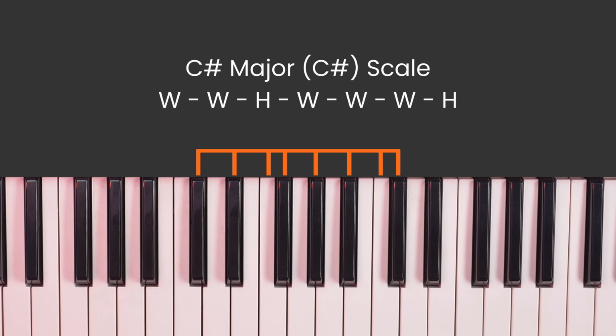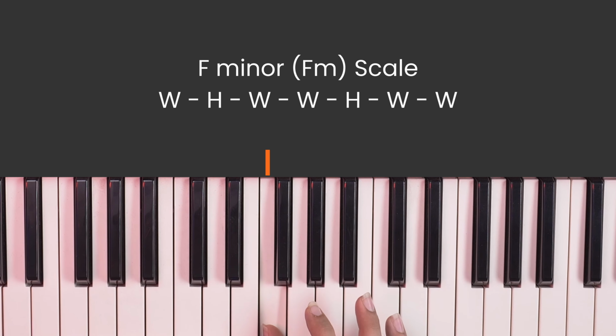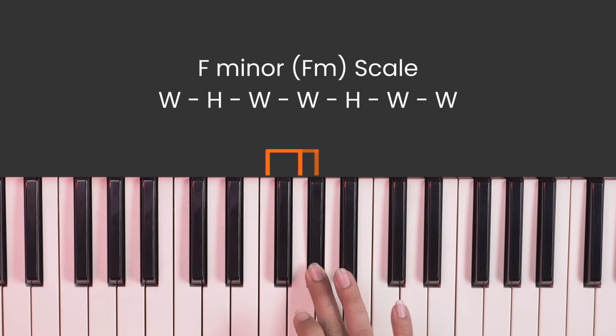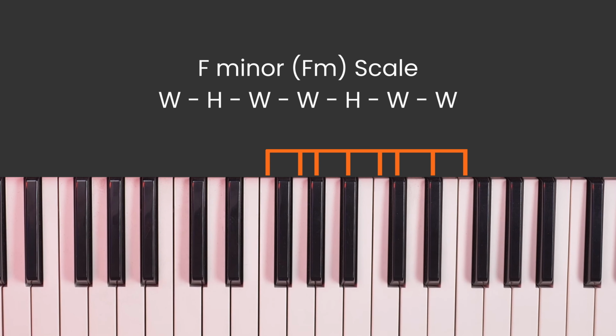Similarly, you can figure out any minor scale. Let's figure out F minor. You go from here, whole, half, whole, whole, half, whole, whole. Similarly, from here we go whole, half, whole, whole, half, whole, whole.